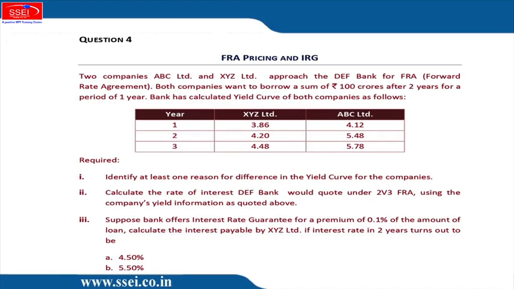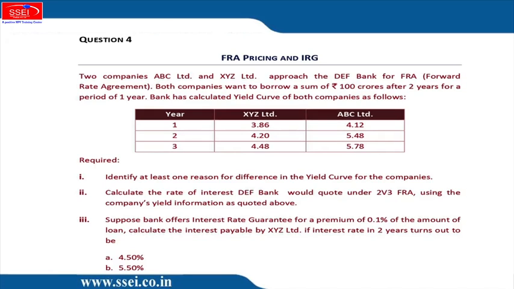So for XYZ, 1.0448 cube divided by 1.042 square, the whole thing minus 1. May I repeat? 1.0448 cube divided by 1.042 square minus 1. That's coming to 5.04%. And for ABC, 1.0578 cube divided by 1.0548 square, the whole thing minus 1, that's coming to 6.38%. Okay, so the answer is 5.04% for XYZ, 6.38% for ABC.